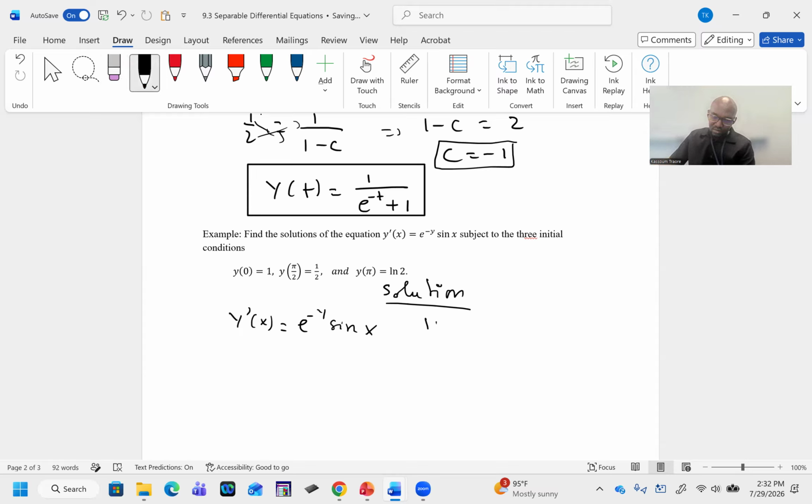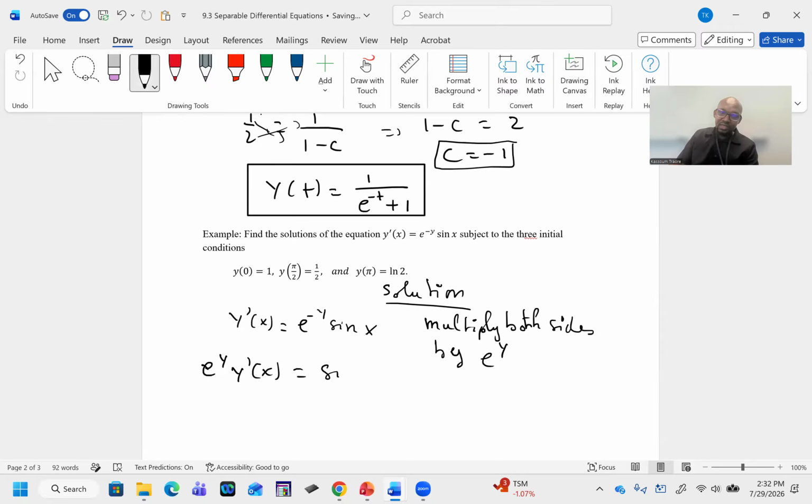I'm going to multiply both sides by e to the power of y. So we'll have e to the power of y times y prime of x will be equal to sin x. So integrate both sides now.